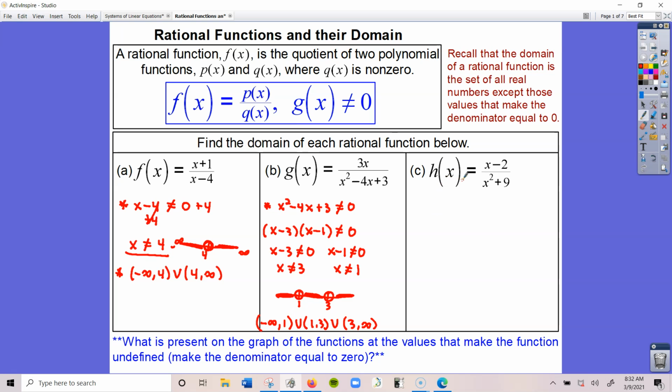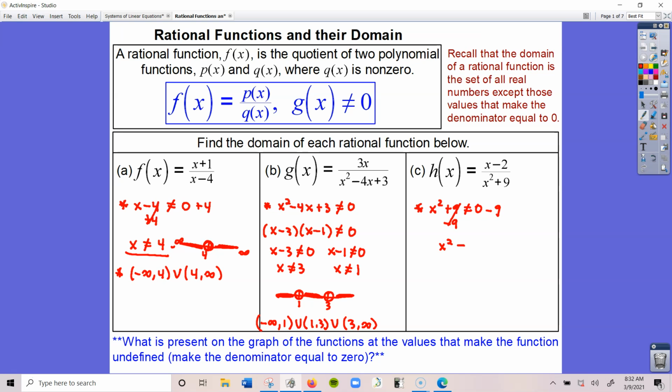Now for h of x is equal to x minus 2 over x squared plus 9. First you do the same thing as you did before. x squared plus 9 cannot equal 0. Now if I were to try to factor this, I can't because this is not a difference. Remember that this could be a difference of squares if this was x squared minus 9, but it's plus 9. So instead I'm going to try to solve for x. That means that I would subtract the 9 from both sides.